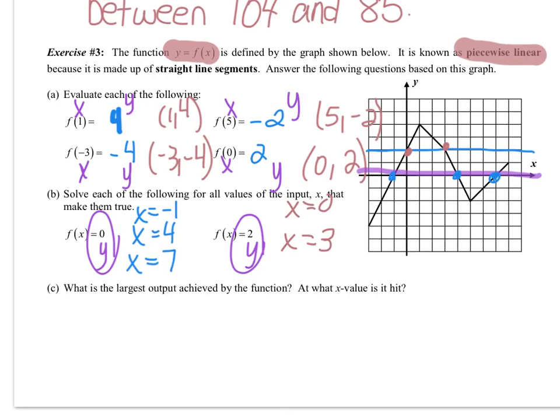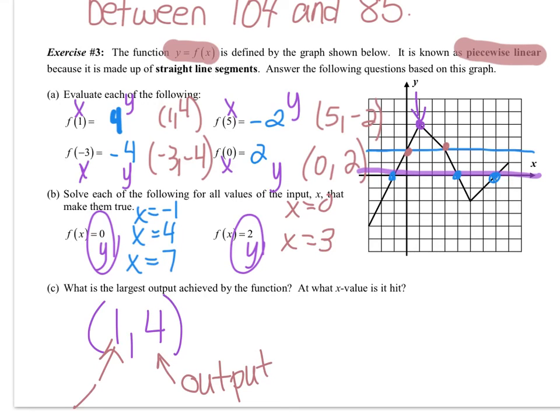And our last and final question, sorry this video is going so long, it's just been so much math on here that we've been having so much fun. So C says, what is the largest output achieved by this function? What is the largest output? What is the highest output? The highest value looks like it's happening right here. There's the top. It's basically asking for the max. This is the point (1, 4). So the largest output is 4, and the x value is 1.